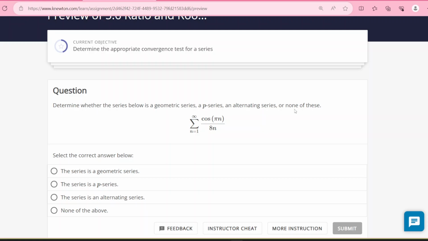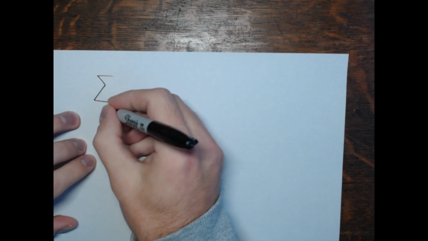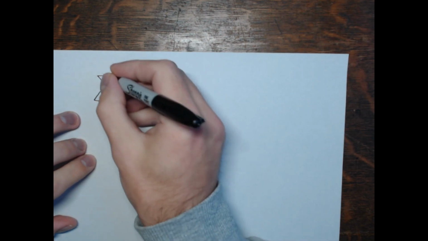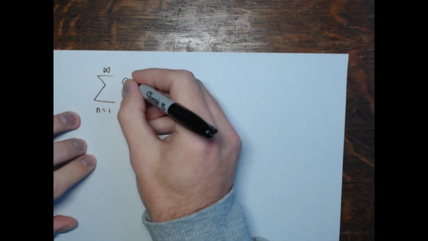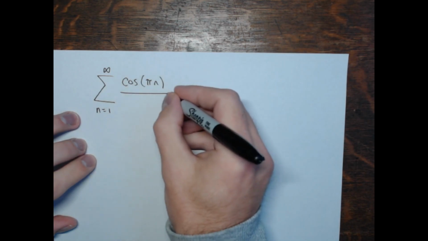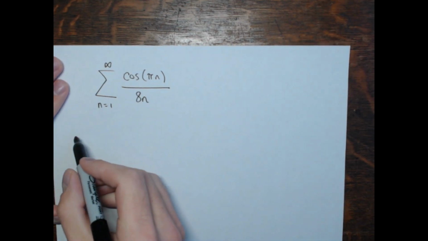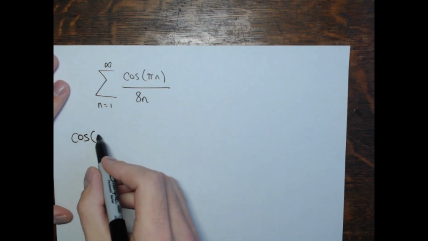Now this one's a little trickier than the others, because they're hiding the fact that this is alternating in plain sight. All right, look at this sum. Sum from n equals 1 to infinity. You have the cosine of pi times n in the numerator, divided by 8n in the denominator. Well, look at this. Cosine of pi n.